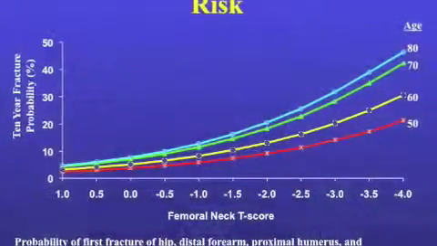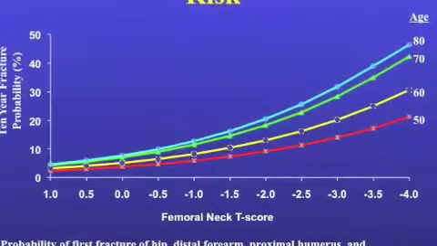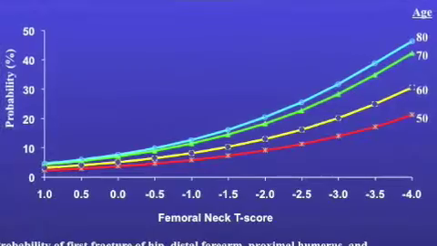In addition, age is an independent predictor of fracture risk. And as you can see, for example, if we look at a T-score of -4, individuals age 50, which is represented by the red line here, have about an 18% chance of developing a fracture in the next 10 years, as compared to 80-year-olds, which are represented by the blue line here. They have about a 44% chance.